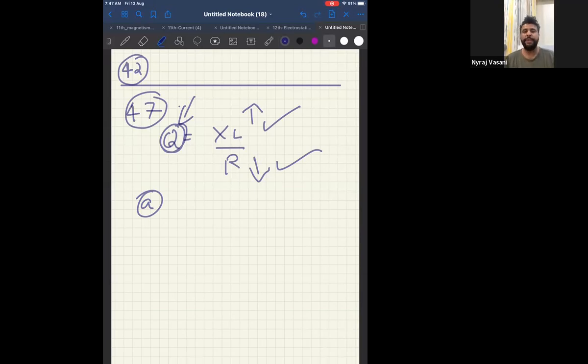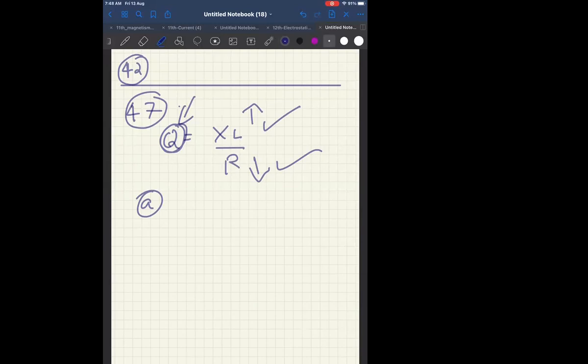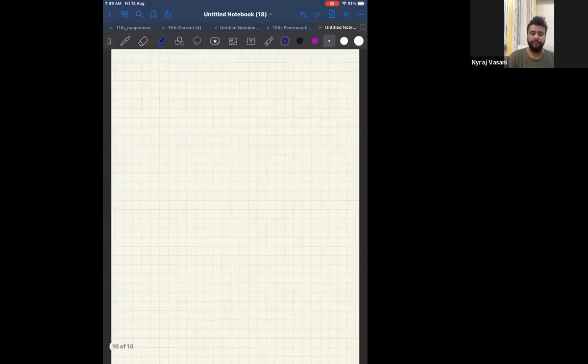Options C and D are automatically out because the numerator itself is a small value. You are just left with option A and option B. Correct? Okay. Come to question number 53. Try to give me the answer.